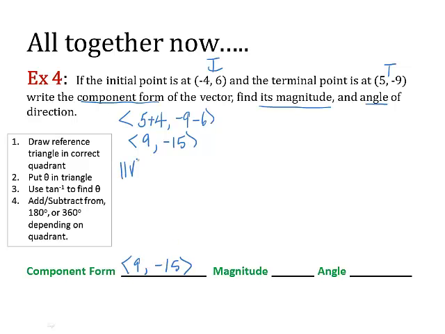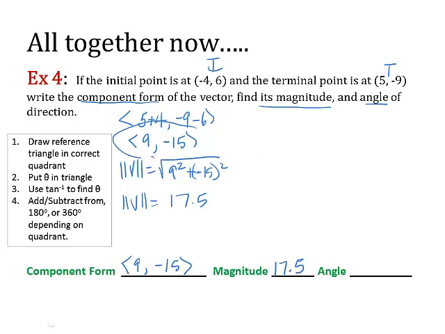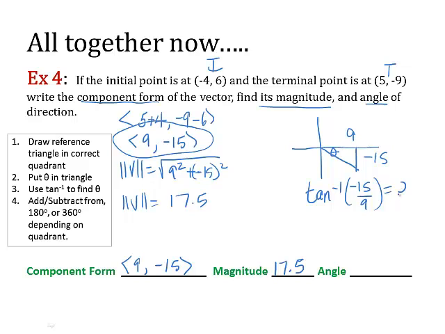For magnitude, I'm going to take the square root of 9 squared plus negative 15 squared. And when I do, I get 17.5. Now angle, I take my component form and graph this. X is positive, y is negative. So that means my reference triangle is down here. This is 9, this is negative 15. So when I do inverse tangent, it's always the y over the x. And that'll give me my theta.